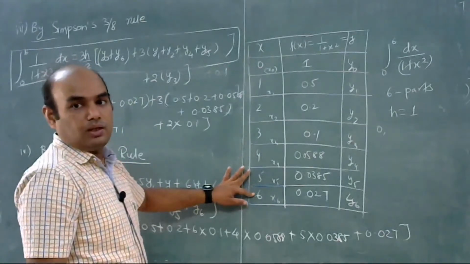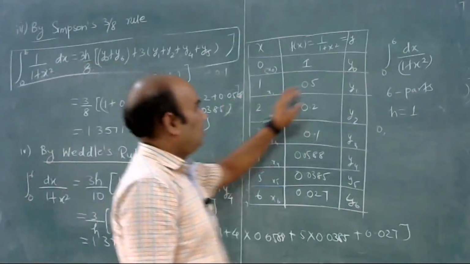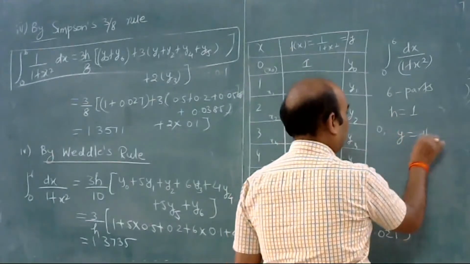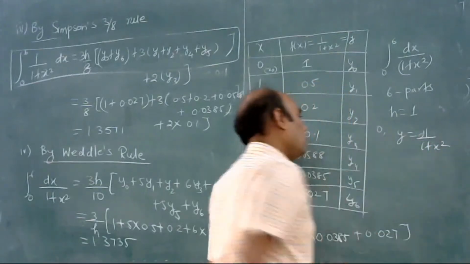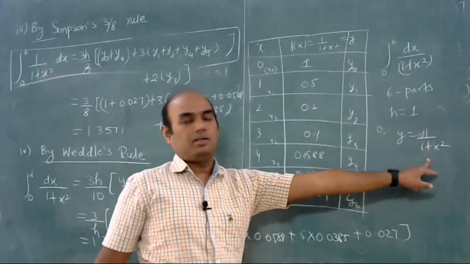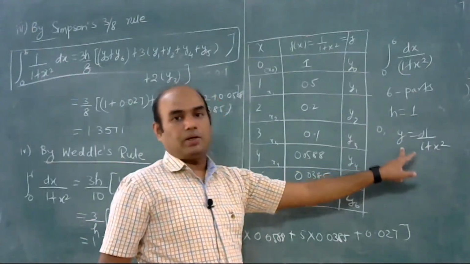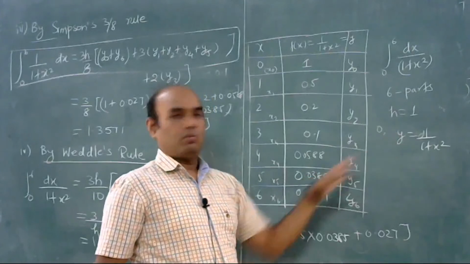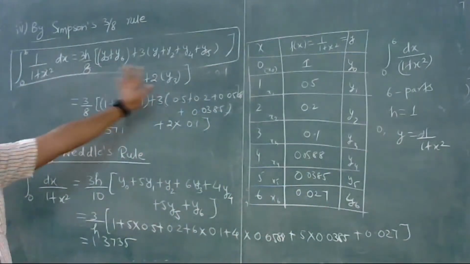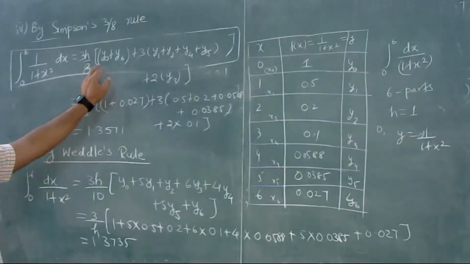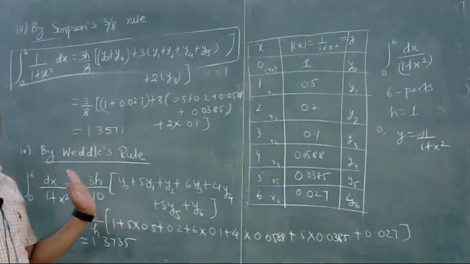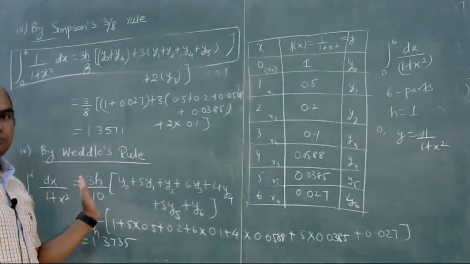Similarly, you can find the values of this y, which is 1 upon 1 plus x square. Substitute the values of x, 0, 1, 2, 3, 4, 5, 6, and you will get y0, y1, y2, y3, y4, y5, and y6. And then use the different rules, their formulas, and substitute the values of y0 to y6. So you can do it like this.